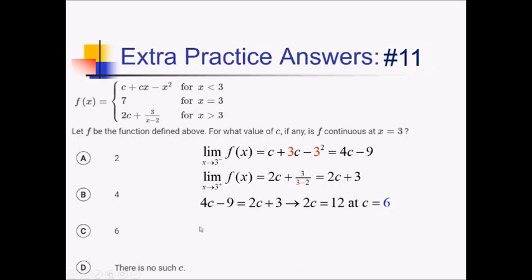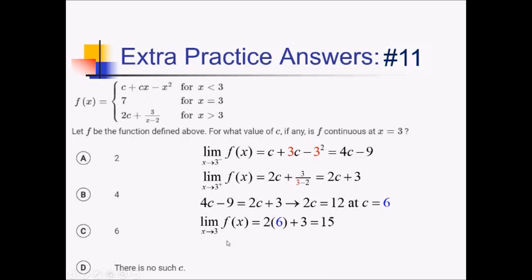However, since we're talking about continuity and not just the limit existing, we also have to make sure that the value we get when we plug 6 into this limit matches up with the function value at x equals 3. So what is the actual limit of this function at x equals 3? Well, to find that, we just plug 6 in for c in either of these two equations. I'm just going to use the 2c plus 3 one, but they should both give you the same thing. So 2c plus 3, if c is 6, is 12 plus 3, which is 15. So 15 is the limit of our function as x approaches 3.